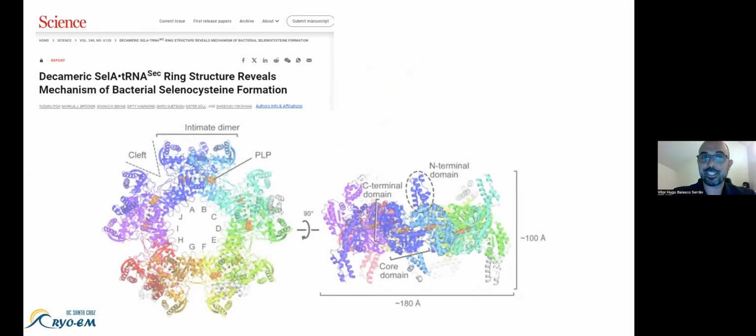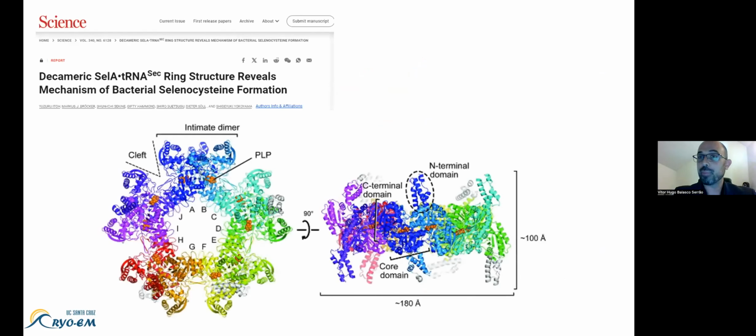So Professor Shigeyuki Yokoyama from Japan was able to crystallize and solve the SelA structure, but not from E. coli, from another bacteria called Aquifex aeolicus. And it is important to highlight this name and where these bacteria live, right?